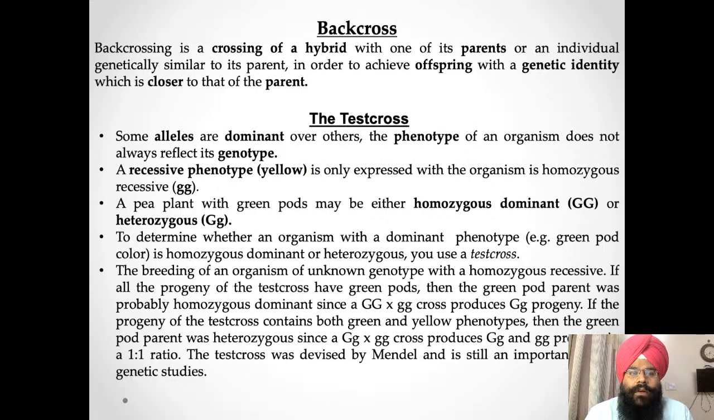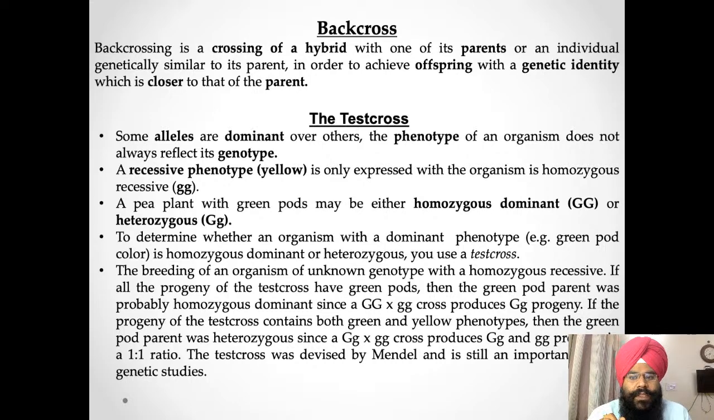Now, back crossing is a crossing of a hybrid with one of the parents. So you cross with the parent itself in order to have offspring with a genetic identity which is closer to the parents. If you want to have offspring genetically identical to the parents, you cross them with the parent itself to have the same characteristics in your offspring. So that is known as a backcross.